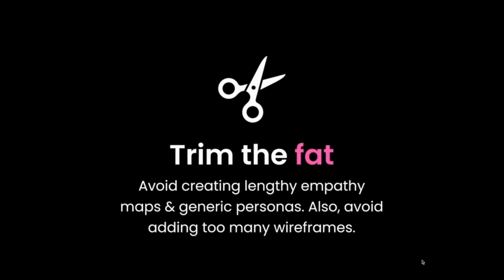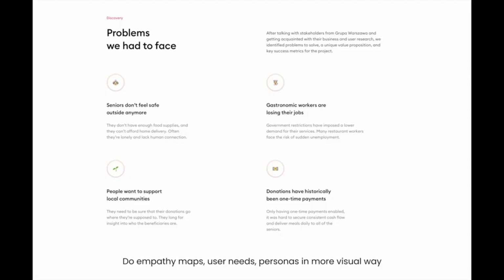The second tip is basically trimming down the fat. You have to cut down the things that are unnecessary in your portfolio. As I said, you have to fit your portfolio in a 3 to 5 minute reading timeline, so get rid of everything that is unnecessary. Avoid creating lengthy empathy maps. I have seen a lot of portfolios that have very lengthy empathy maps or user needs, and then a lot of generic personas. Try to avoid these things, and also avoid adding too many wireframes. I have seen people adding so many wireframes that they cover up the entire top section of the portfolio. So make sure that you avoid these mistakes.